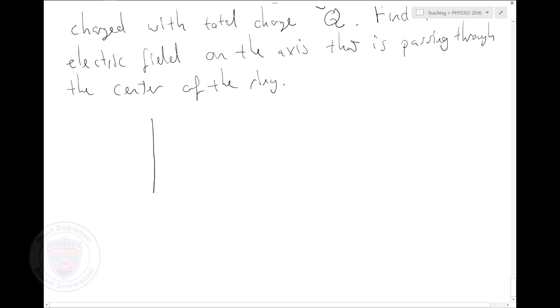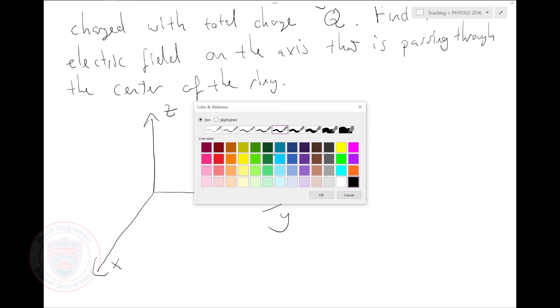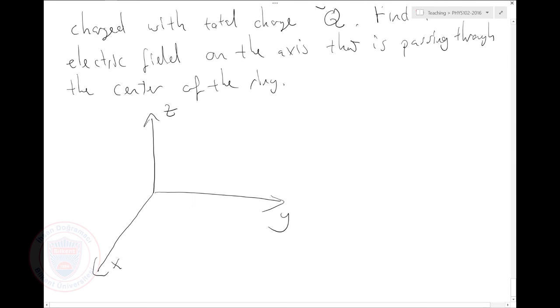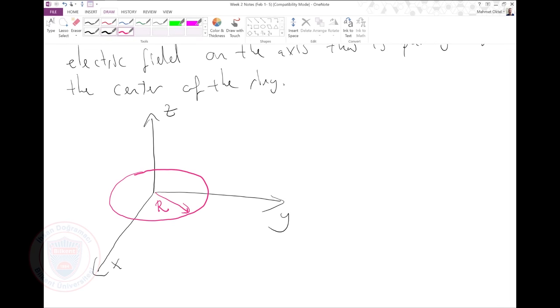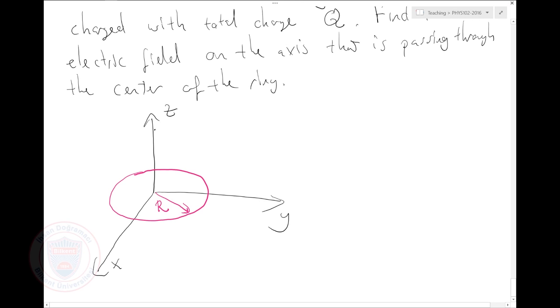So let me attempt a three-dimensional drawing. So I have these x, y, and z coordinates. I'll get a ring. Which color should I get? Get a pink ring. Okay. Of radius R. It's in the xy plane, and what I'm wondering is, what is the electric field at some point on the axis Z? So the electric field at this point.